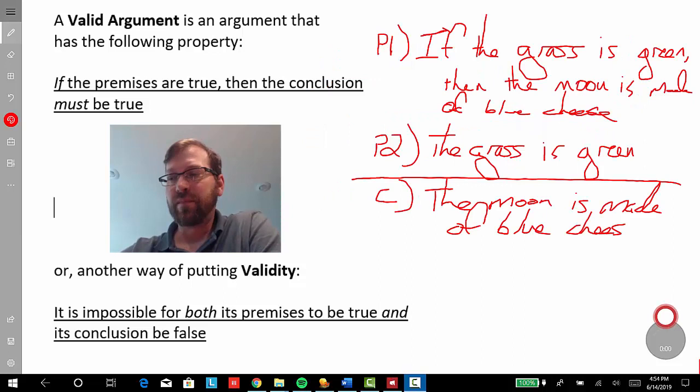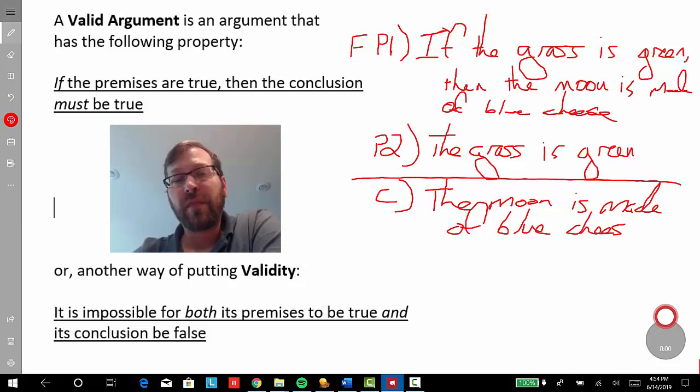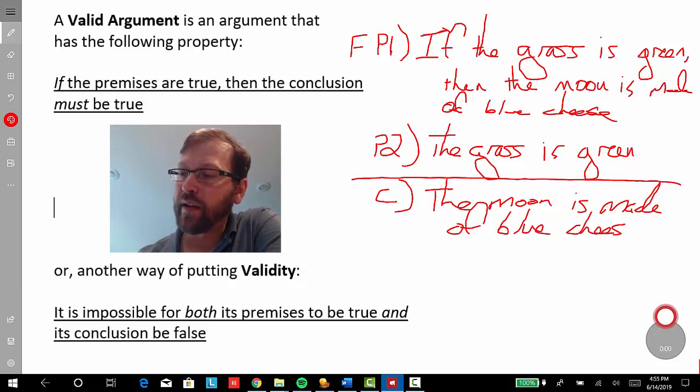All right, in this argument, our two premises say the following things. If the grass is green, then the moon is made of blue cheese. The grass is green. And then the conclusion is the moon is made of blue cheese. So notice in this case that premise 1 is actually false. It's false because at the time of recording this, the grass really is green, but the moon really is not made of blue cheese. So it does turn out, though, that our second premise is true, and it turns out that our conclusion is false.